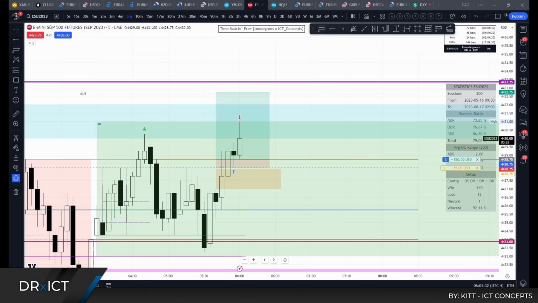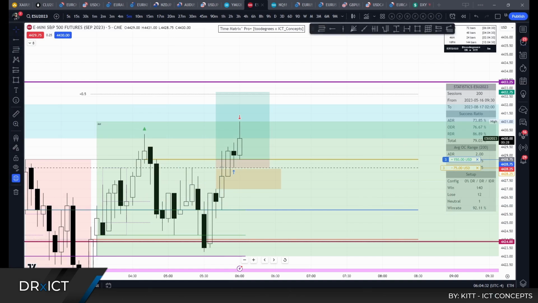So I'm looking for... There's another volume imbalance here, though. That's a bummer. I think we have Magic Vibs up, which is good. This is a free indicator. I highly recommend it. If you don't have it, get it.